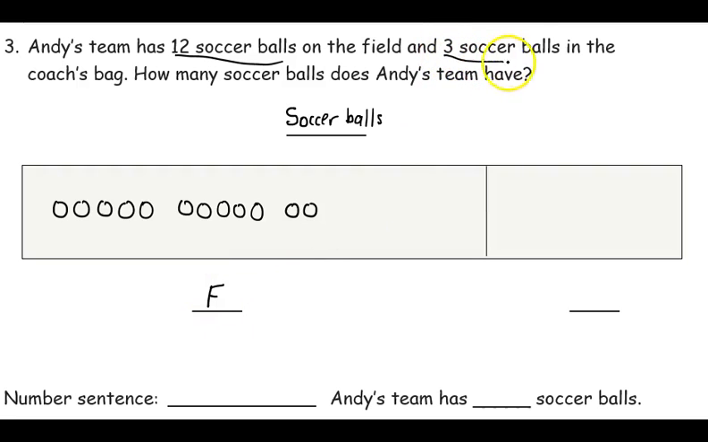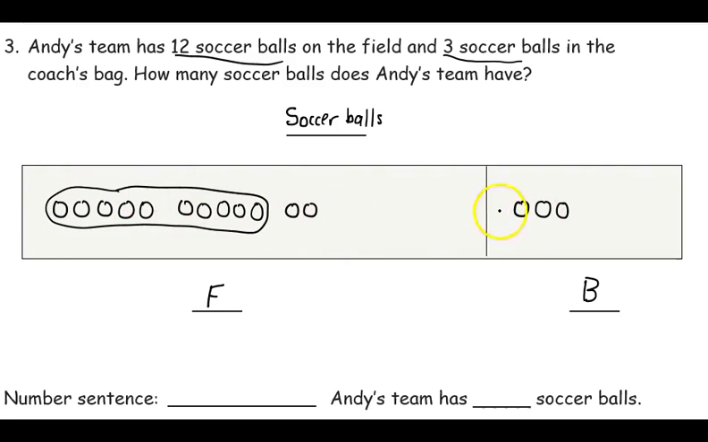And then we have 3 soccer balls in the coach's bag. So I'll draw 3, and I'm going to put a B down below to show that those are the balls in the coach's bag. To find my total, I would add all of this together. So I have a group of 10 here, and then I have a group of 2 and 3 to make 5. That tells me that 12 plus 3 equals 15, and that Andy's team has 15 soccer balls.